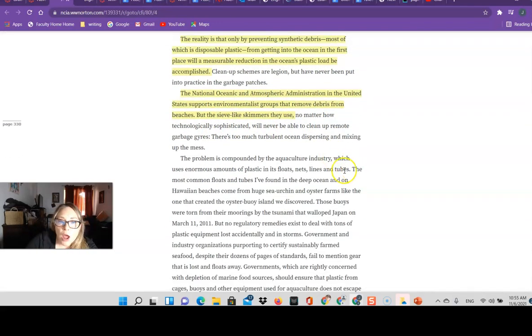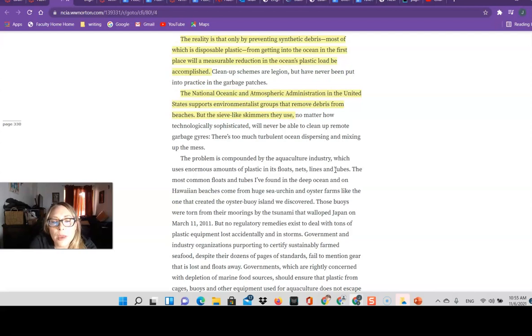The problem is compounded by the aquaculture industry, which uses enormous amounts of plastic in its floats, nets, lines, and tubes. The most common floats and tubes I found in the deep ocean and on Hawaiian beaches come from huge sea urchin and oyster farms, like the one that created the oyster buoy island we discovered. Those buoys were torn from their moorings by the tsunami that walloped Japan on March 11, 2011.